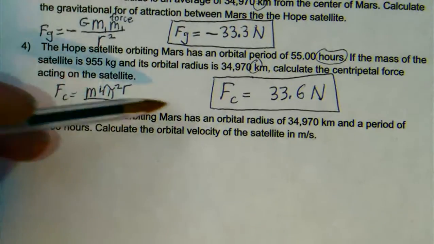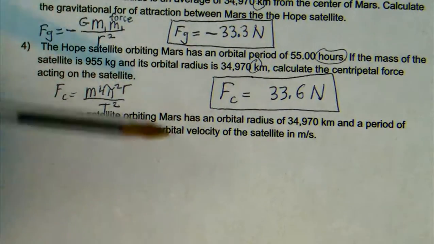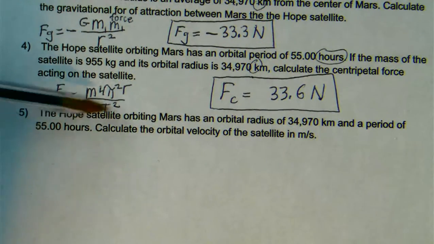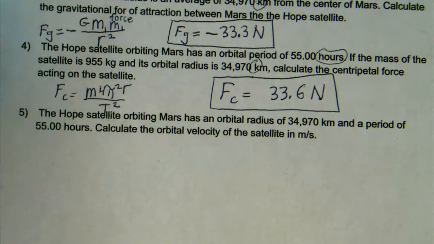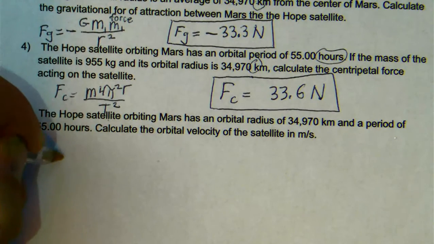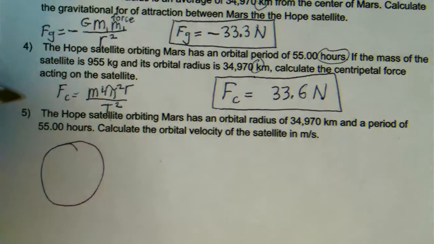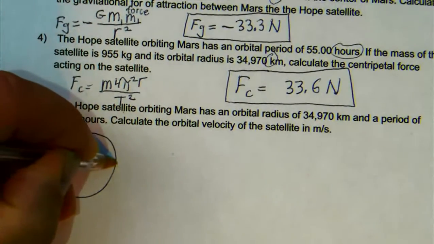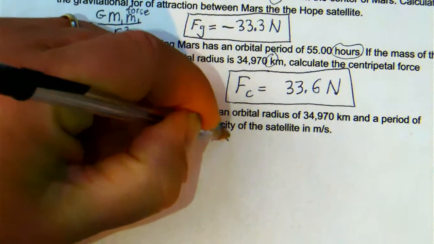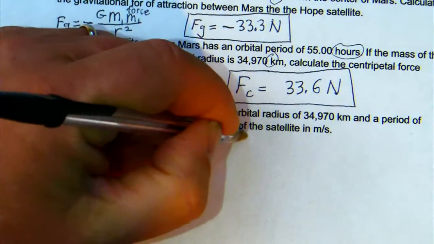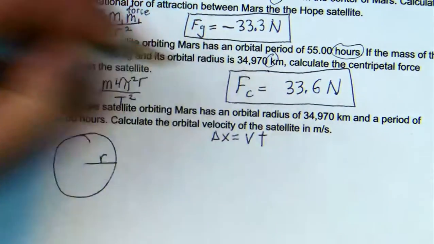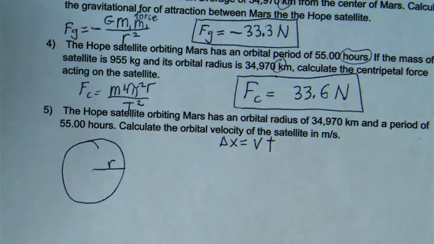The Hope satellite orbiting Mars has an orbital radius of 34,970 kilometers and a period of 55.00 hours. Calculate the orbital velocity of the satellite in meters per second. There's 2 ways you can solve this problem. The first way is just old-fashioned math class that says, oh, I know in a straight line the distance that I travel is equal to the product of my speed times the time I spend going at that speed.